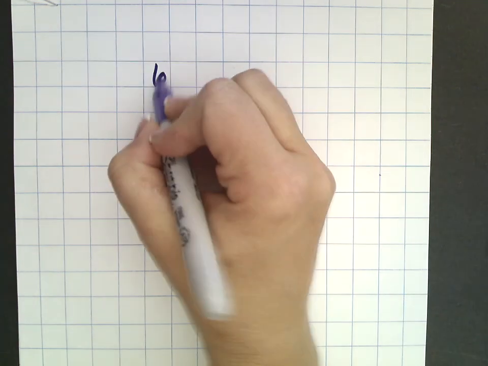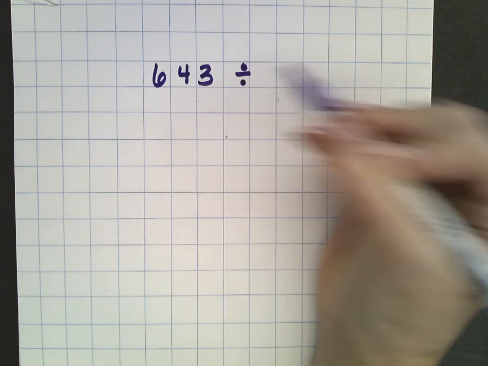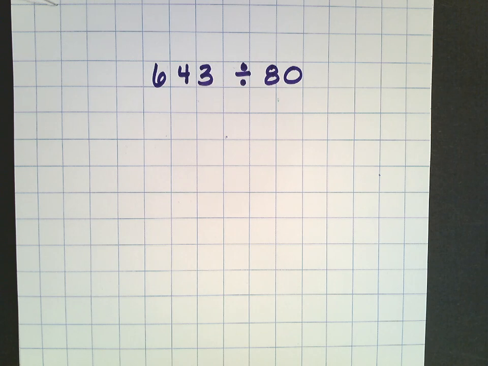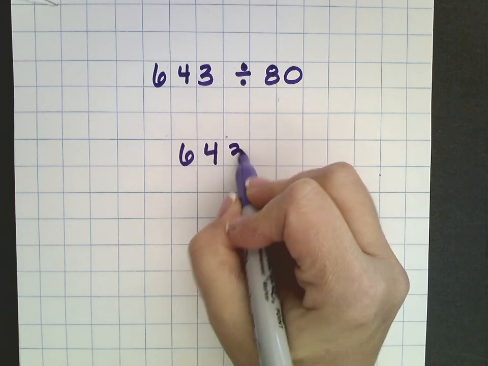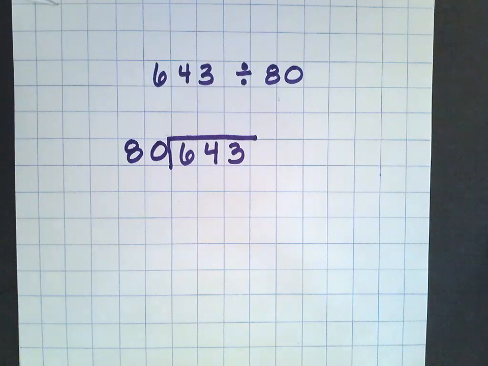Let's do 643 divided by 80. So 643 is my dividend, goes inside the box. 80 is my divisor, outside the box.